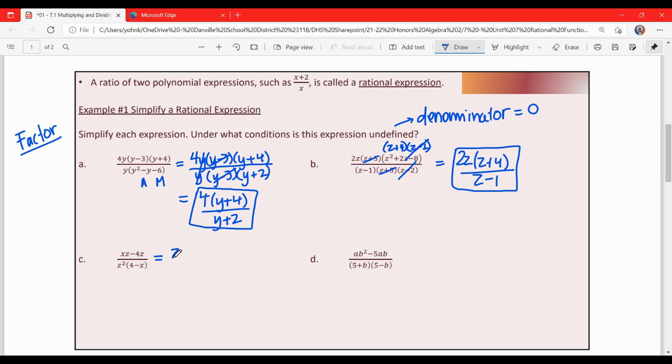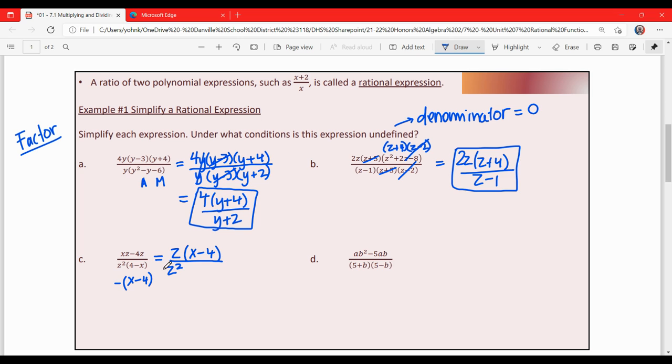All right, if we look at letter C, notice that the top can simplify. I can factor out a z, and I'm left with x minus 4. On the bottom, I have z squared. And then notice that 4 minus x looks almost like x minus 4. So you can flip the order and say x minus 4, but when you do that, you need to factor out a negative. If I distribute, negative times x is -x, and a negative times a -4 is a +4.